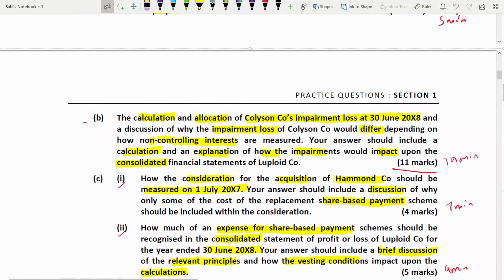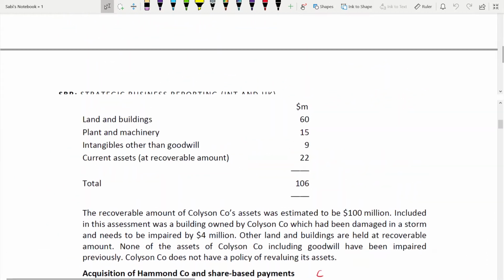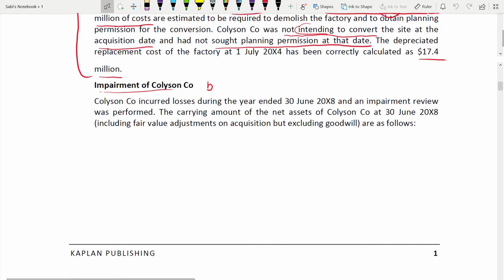Okay, so let us read the impairment part because we didn't read that part yesterday. As you can see, I've also noted that it is for part B. So Colors and Company incurred losses during the year ended 30th June 2008 and an impairment review was performed. The carrying amount of the net assets, including fair value adjustments on acquisition but excluding goodwill, you see, excluding goodwill. Usually impairment will affect goodwill also. Because of impairment, your goodwill reduces. But here they are saying that it is excluding the goodwill. The reason why they are saying this is they wanted to show that your part A and part B are not related. You don't need the impairment for doing goodwill.